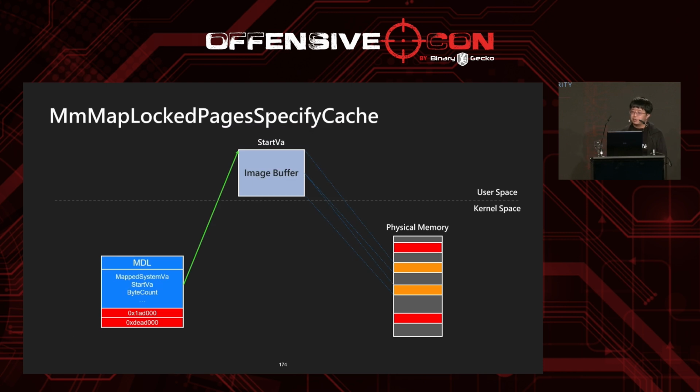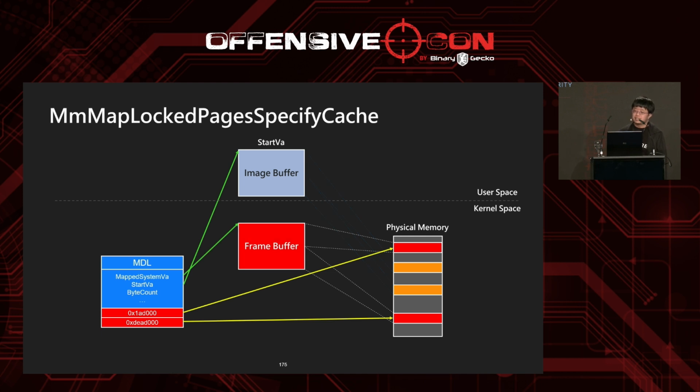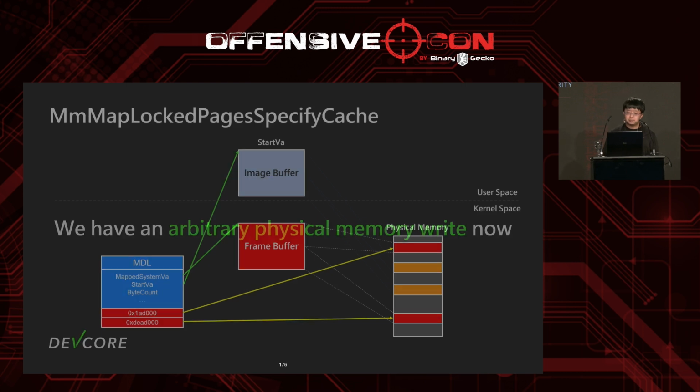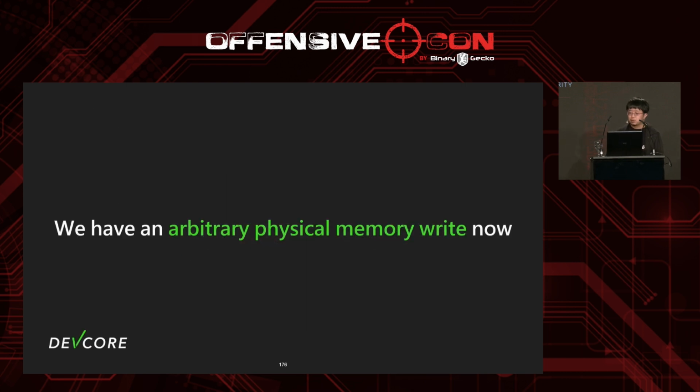When MmMapLockedPagesSpecifyCache is called afterward, it will regard those controlled PFNs as valid physical pages, and map them as the frame buffer. Finally, when the worker copies image data from the device, it writes directly to the physical address we controlled. Actually, not all PFNs can be mapped. They must be valid, such as a resident page. But that's already enough for what we want to do. That is, we now have an arbitrary physical memory write.